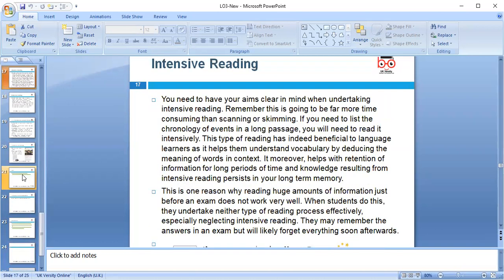Okay, intensive reading requires a clear mind and understanding. Remember, this is going to be far more time consuming than scanning and skimming. If you have a list of events in chronological order on a long page, you need to read it intensively. This type of reading is beneficial to the language learner, helping to understand vocabulary, discuss the meaning of words, and develop deep understanding. This is one of the reasons reading a huge amount of information just before an exam does not work, so keep it to short and simple information.